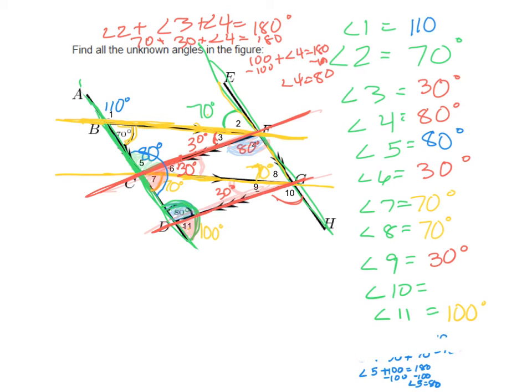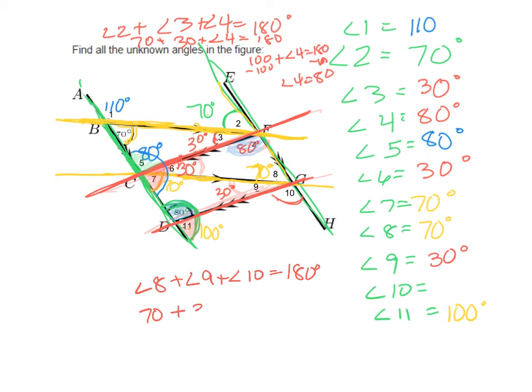Okay, this one is a hard one, so just so you know, hopefully you're able to follow along. So angle 8 plus angle 9 plus angle 10 is 180 degrees. I know angle 8 is 70 degrees. I know angle 9 is 30 degrees. Angle 10 I don't know. So this is 100 plus angle 10 equals 180 minus 100. Angle 10 equals 80 degrees. Oh, so many 80 degrees.